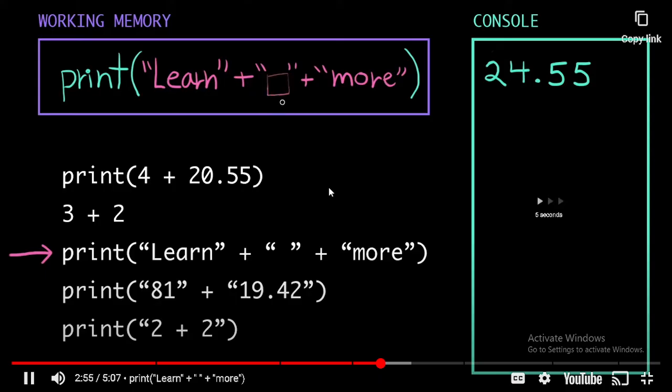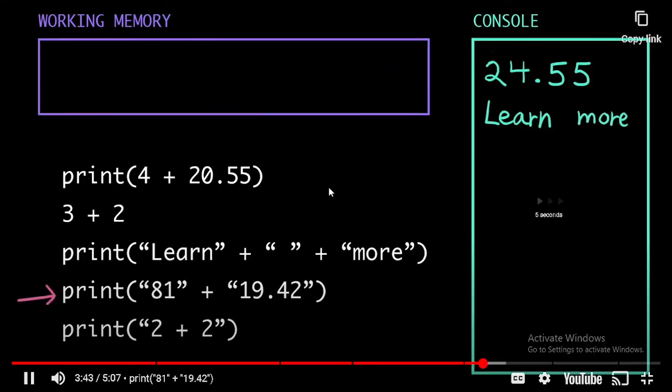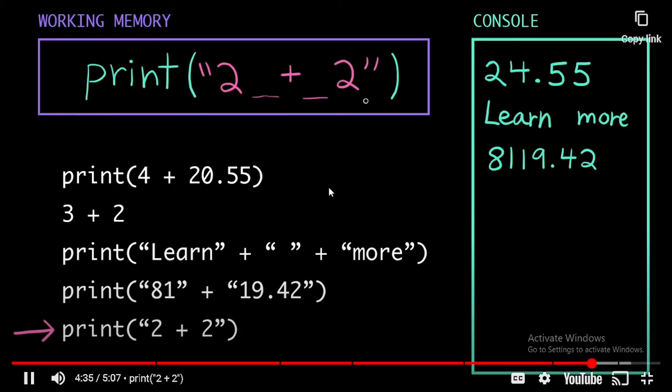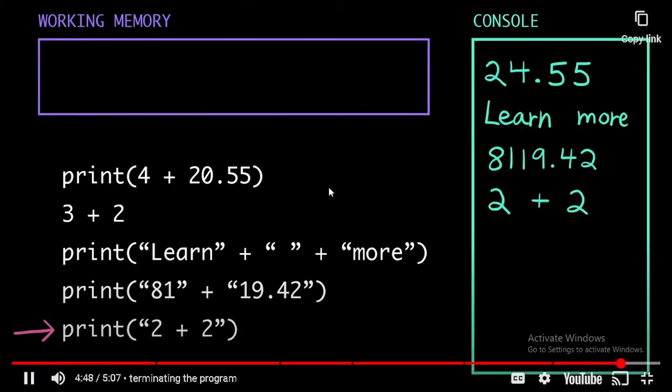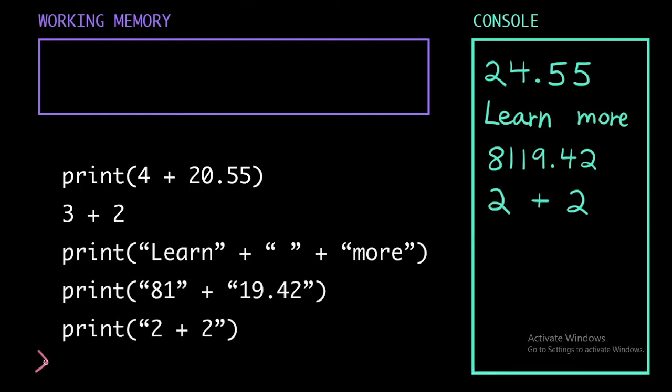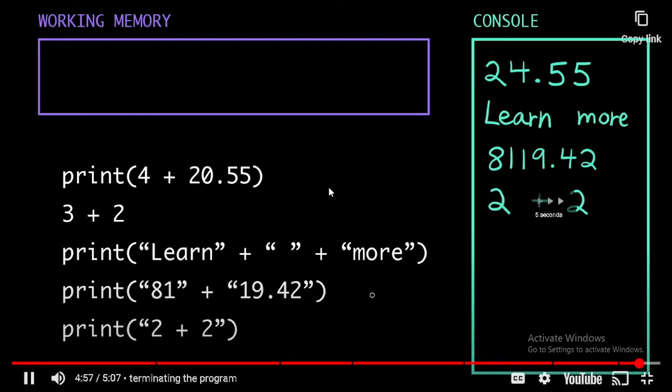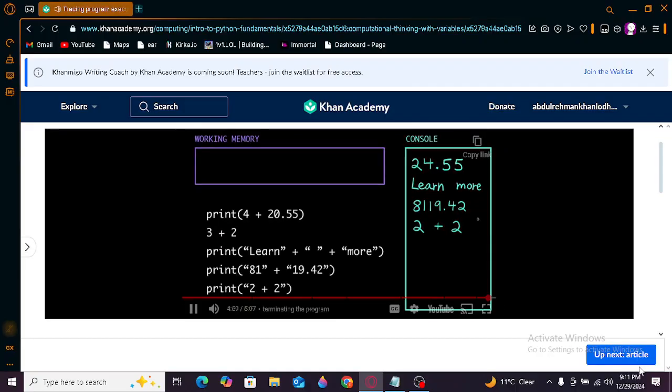It evaluates this expression in working memory, and now it's the expression, the integer 2 plus 2. Then it jumps to the next line of the program and, oh, there is no next line. We have our final result here in the console.